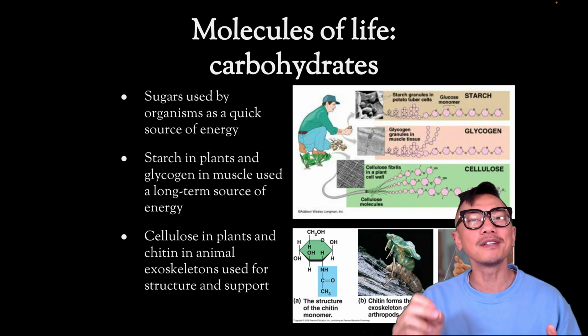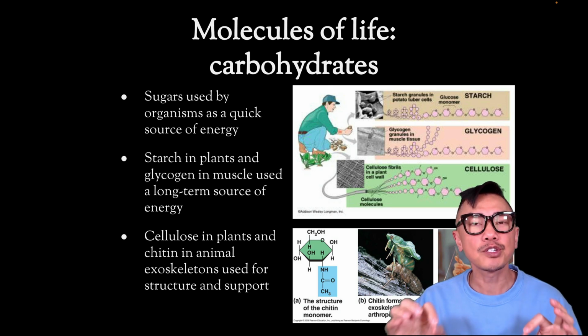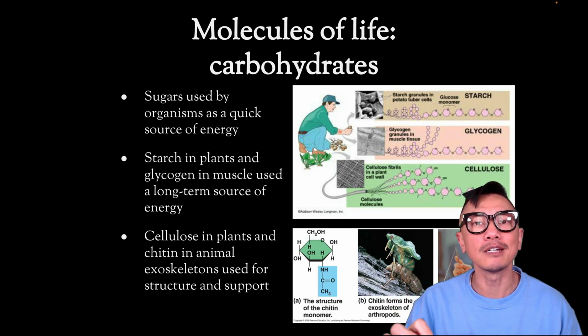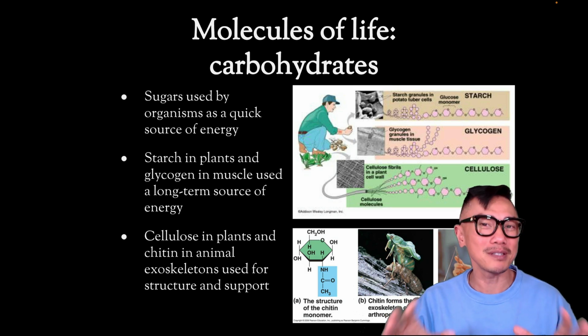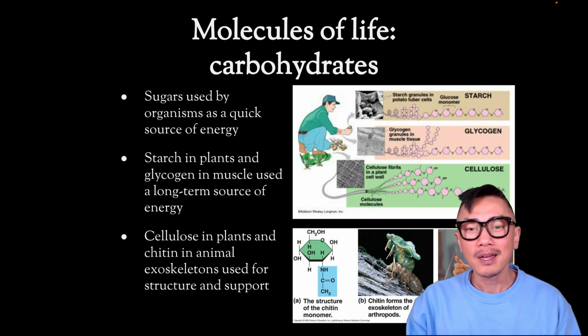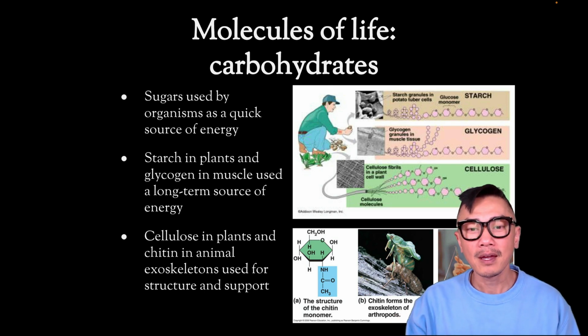Sugars are used by living things as a quick source of energy. Think of the sugar high we get when we eat foods that are high in sugar, like candy. Starches are used by plants and animals as a longer-term source of energy. Think of the starch found in vegetables like potatoes and taro. In animals, including us, starch is stored in the form of glycogen in our muscles.